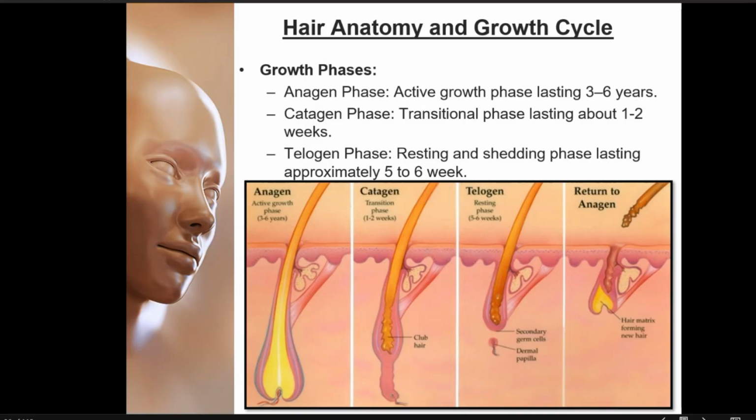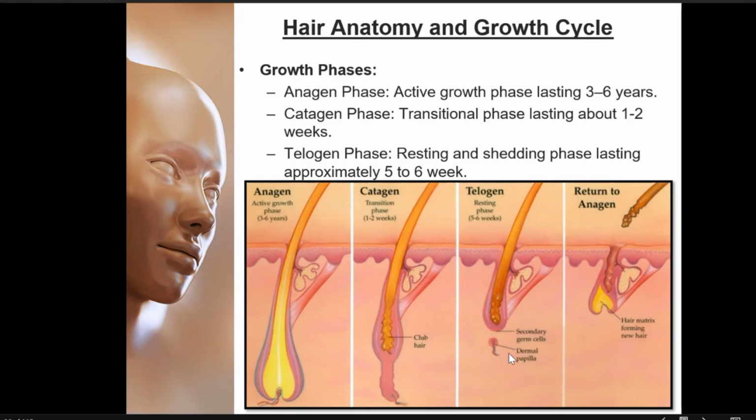And these are the different growth phases of the hair. There are a total of 4 phases. The anagen phase is considered the active phase. It lasts mostly 3 to 6 years. You can see this for the anagen phase. The catagen phase is a transition phase. It lasts only 1 to 2 weeks.